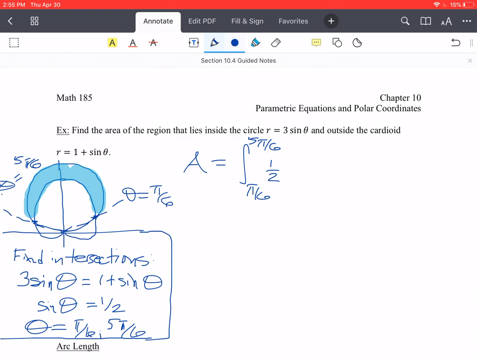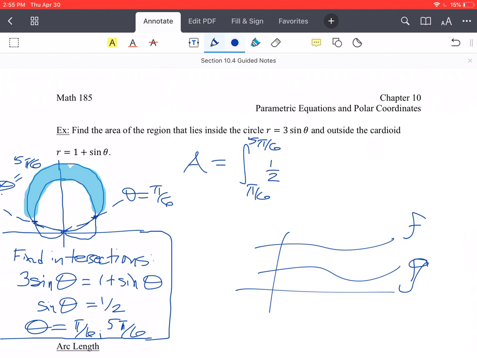Now, this one is a little bit different, but it's kind of interesting because when we do integration, say if I had a function here and a function here, well, I guess that one would be f, that one would be g, and if I want to get the area between them, I take the integral of top minus bottom. Hopefully you remember that from the very beginning of the course. That was the first section we did, area between curves like this.